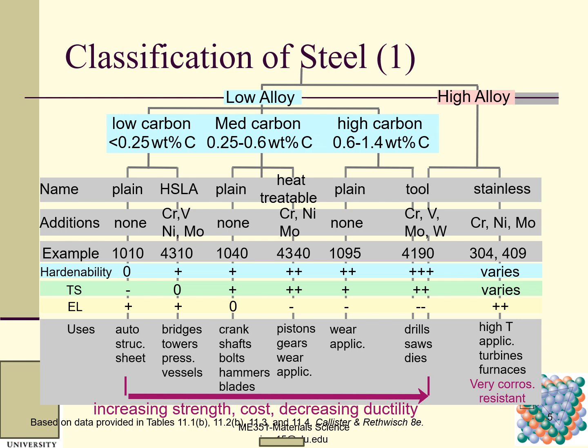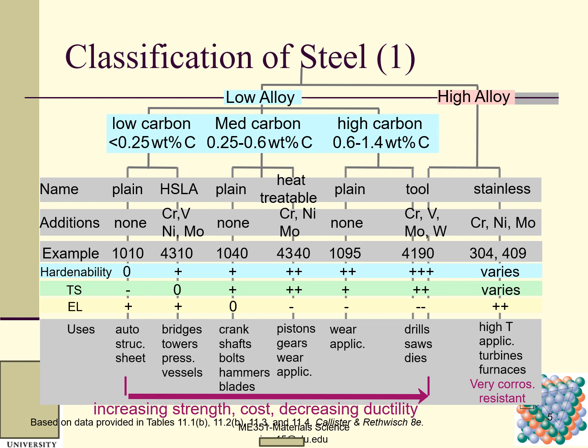For here, it is used in automobile cars and structural steel, this low carbon alloy, low carbon steel. For high strength low carbon alloy, we can use it in bridges, towers, pressure vessels.